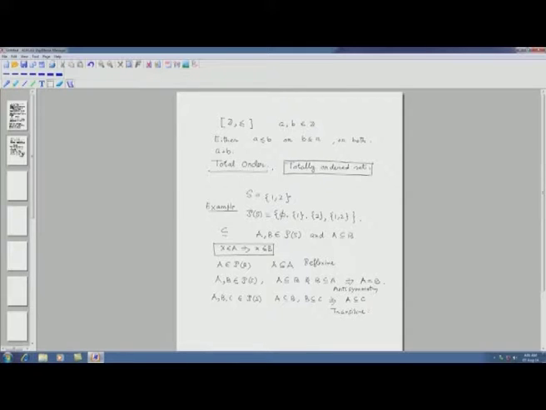Therefore, we can say that the power set of S with respect to the relation subset equal is a partially ordered set. In short, we write a partially ordered set as a poset. So, we will be sometimes writing posets.